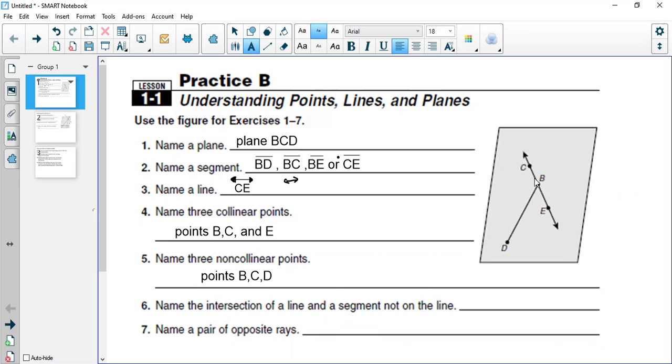Now as we saw, BC is also a segment, a line segment, but it is on the line. BE is also a segment, but it is on the line. CE is also a segment, but it is on the line. They said not on the line, which means they are referring to BD and the line CE. So which is the intersection of DB and this line? Intersection means joining. So the intersection is going to be point E.